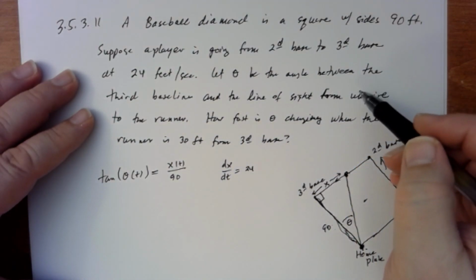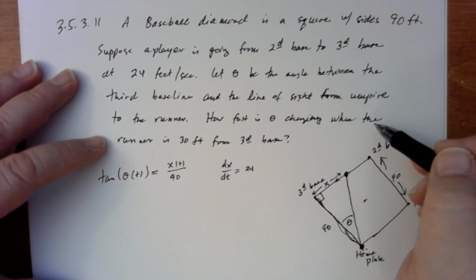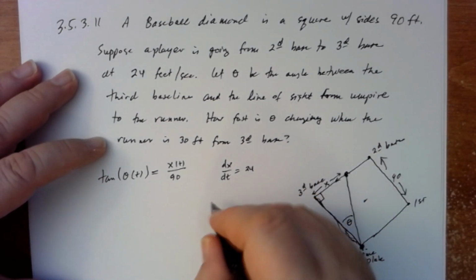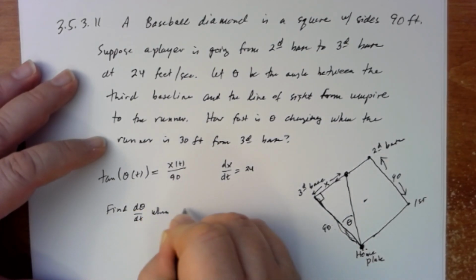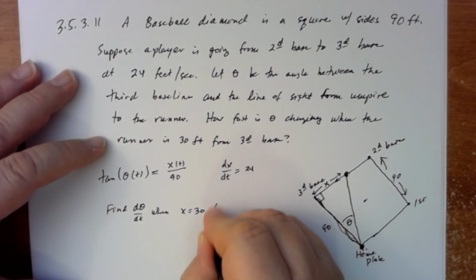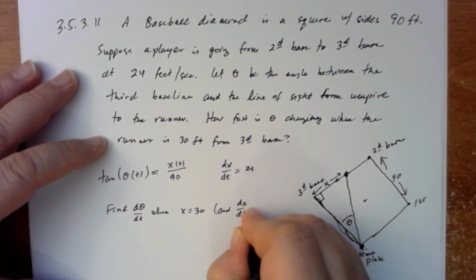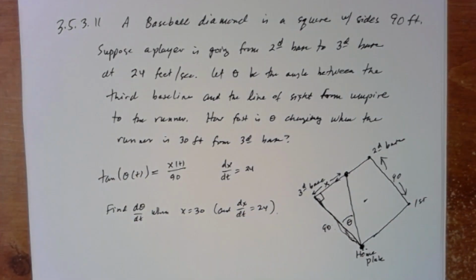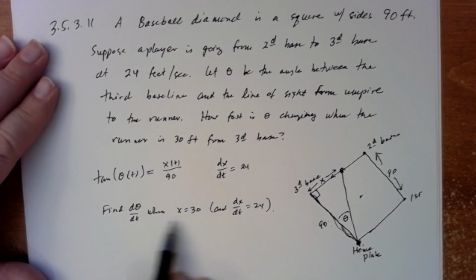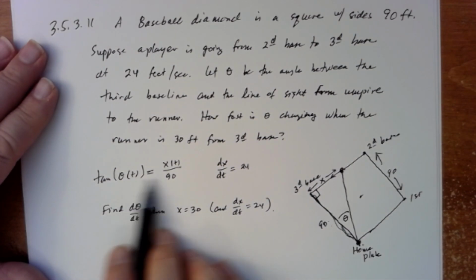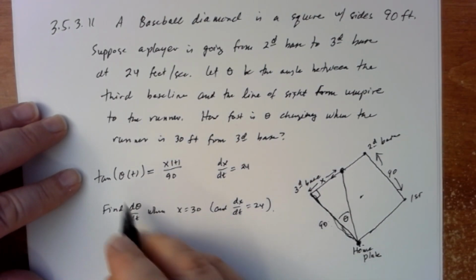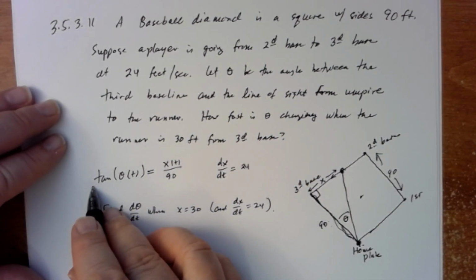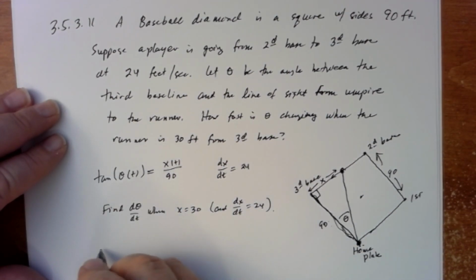What else do we know? Let's see. So how fast is theta? So we want to find d theta over dt when x equals 30, right? And dx over dt is 24. Good. I think we can do that. So before we put in x equals 30, right, you want to treat x and theta as functions of time when you're taking the derivative. So we'll just differentiate this directly. You can put the 90 over here if you want. So let's go ahead and do that.